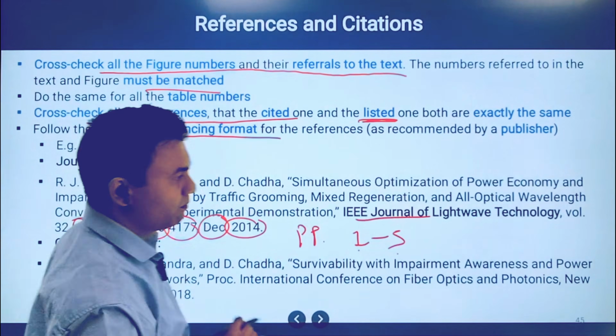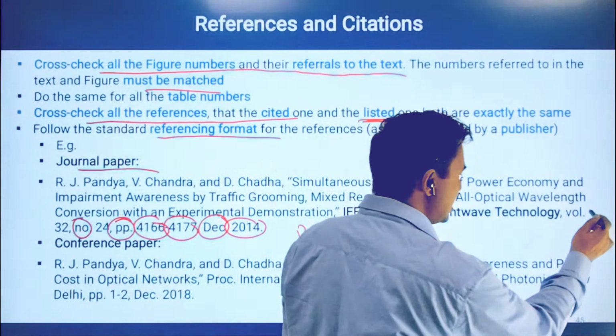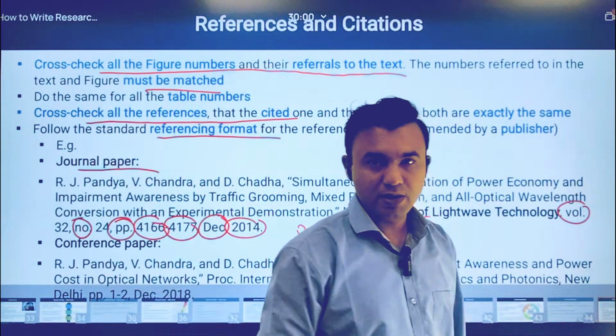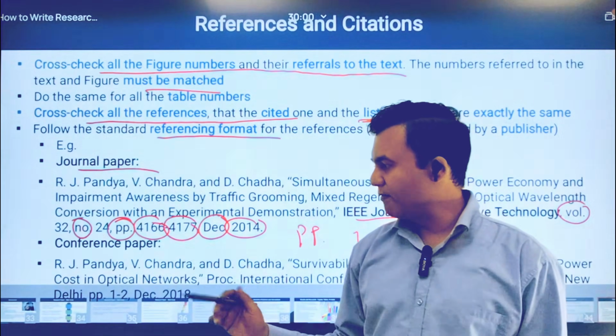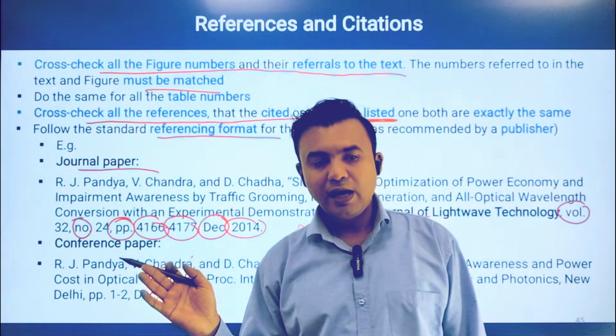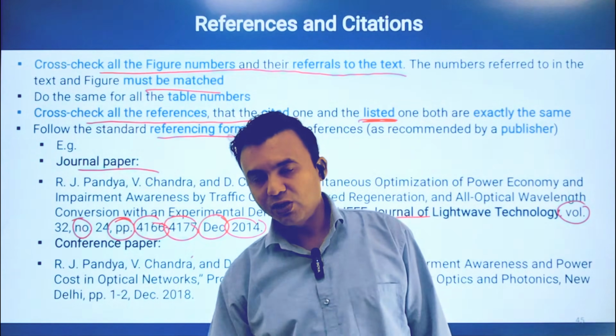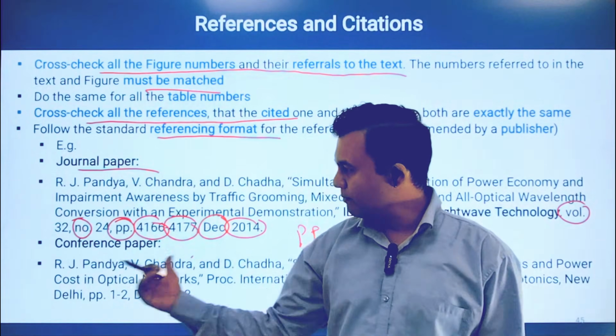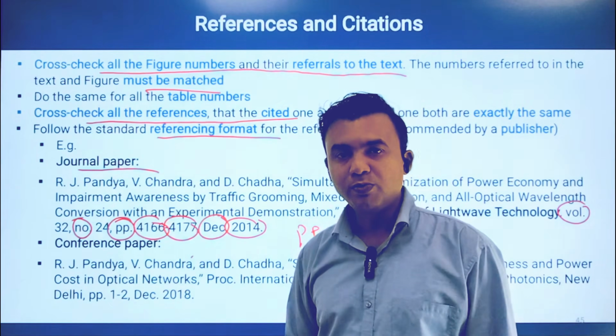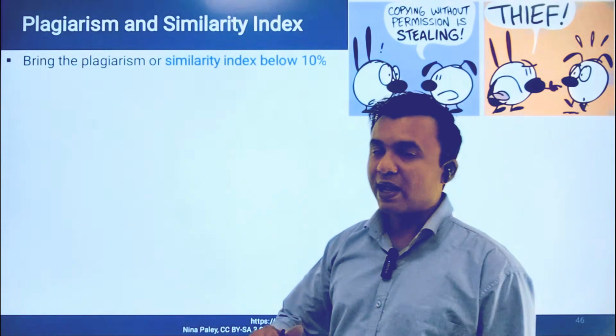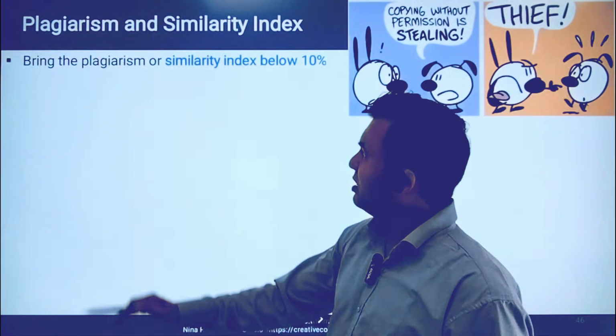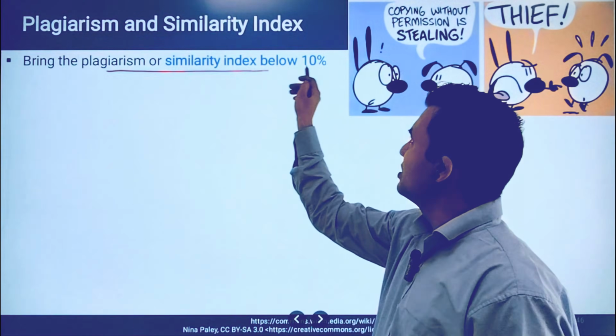Volume number, issue number, everything. VOL dot, volume number, right? Issue number, everything you have to provide. Similarly for conference, the place of the conference, month of the conference, right? Those things, page numbers, everything you have to supply. At the end, once you have written, check the plagiarism and similarity index.